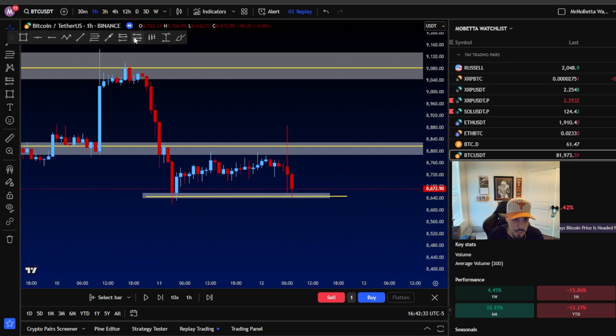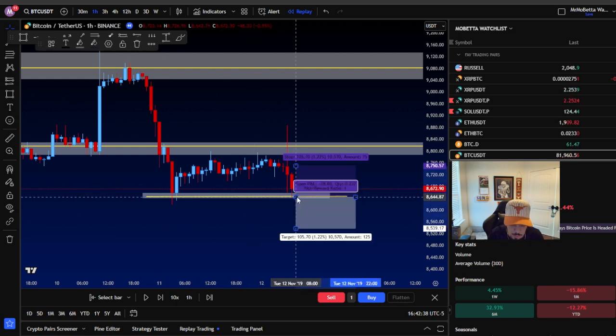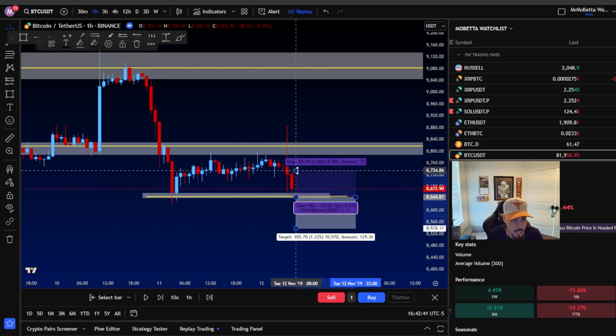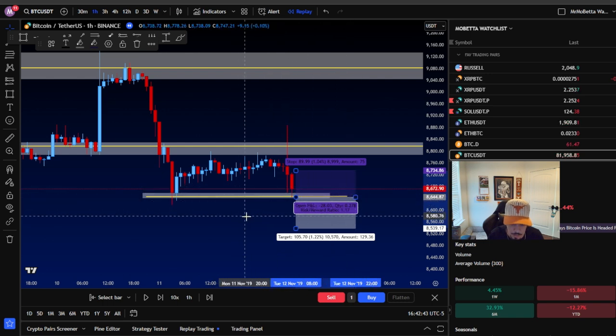This is obviously just for training purposes only. So if you wanted to get a better entry or stop loss, you could go into lower time frames. But I don't believe that I'm going to be able to get into lower time frames here.